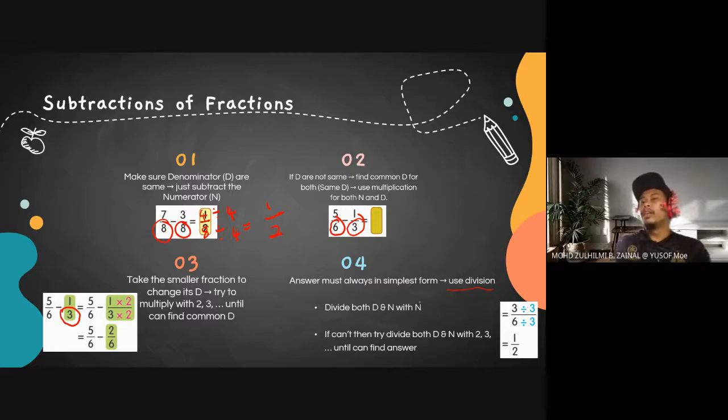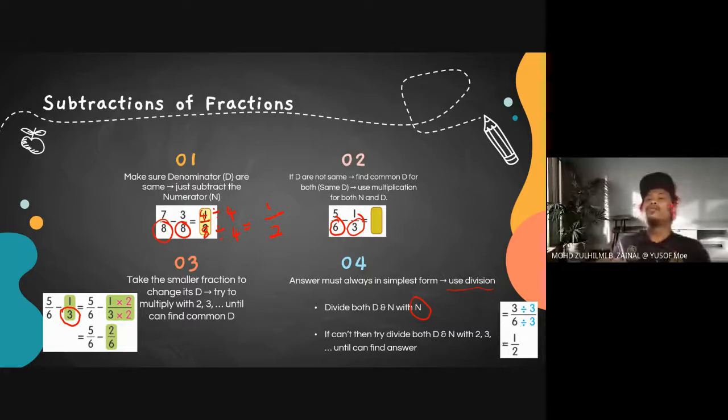Divide with numerator. Yang pertama divide with numerator. Macam mana nak divide dengan numerator? Numerator dia 3 kan? So you divide by 3. Yes, 3 can divide by 3. 6 can be divided. Yes, 6 can be divided by 3. Dalam multiple of 3, there is 6. So 3/6 divide with 3, and then you will have 1/2 as the answer.